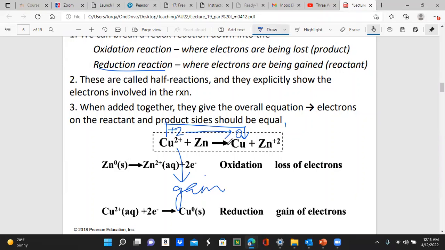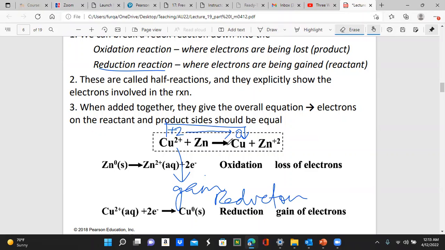So always remember this: OIL RIG. Oxidation is the loss of electrons. Reduction is the gain of electrons. So on copper, reduction is happening. Why? Because the gain of electrons is happening on copper. So gain means reduction is happening on copper.